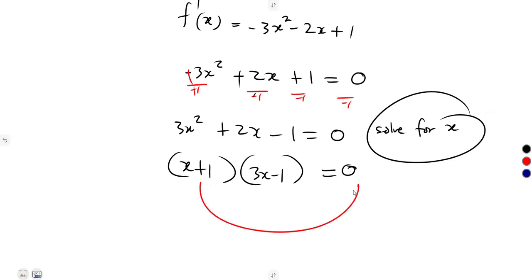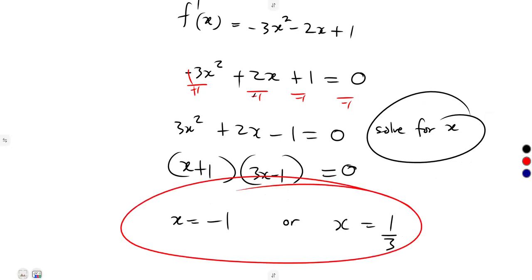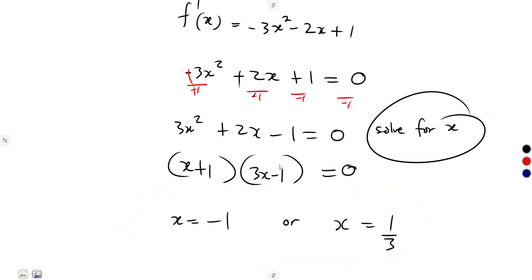So that is it. 1 to the other side is going to be a negative. Remember, two brackets concept, equal to 0. So our x is going to be negative 1, or x is equal to, negative 1 to the other side is going to be a positive 1. Then you're going to divide by 3. Remember, 3x is equal to 1, then divide by 3. So that is the condition. You have the values of x at the turning points.